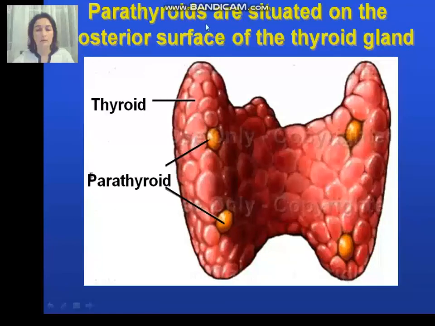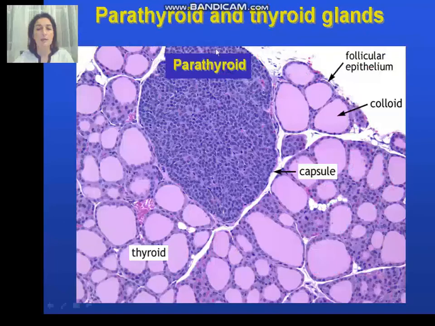Parathyroid glands are located on the posterior surface of the thyroid, and they are surrounded by the capsule that also surrounds the thyroid gland. This is a parathyroid, and that is the thyroid. Here we can see the capsule enters and separates the parathyroid gland from the thyroid gland.